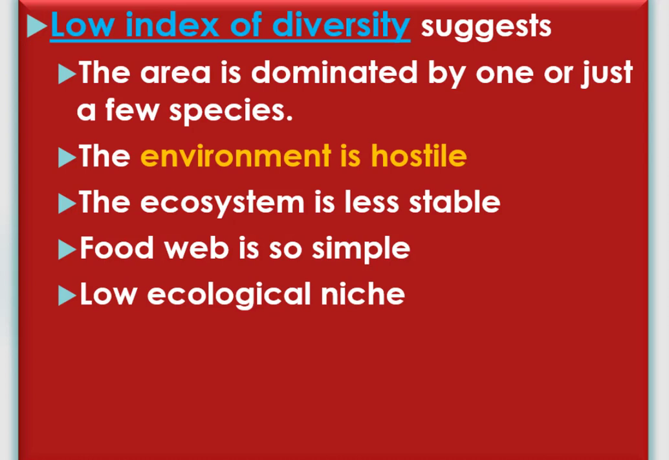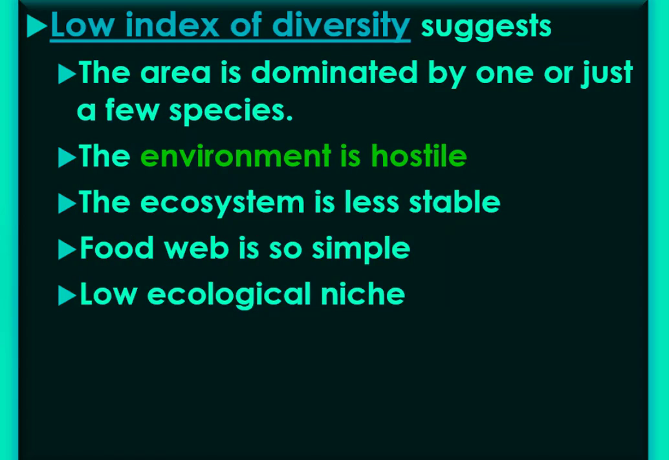For example, if the index of biodiversity is low, it suggests that the area is dominated by one or just a few species. That means the environment is hostile or harsh for the existence of different species. In this case, the ecosystem becomes less stable and the food web is very simple. And these few species can have low ecological niches.